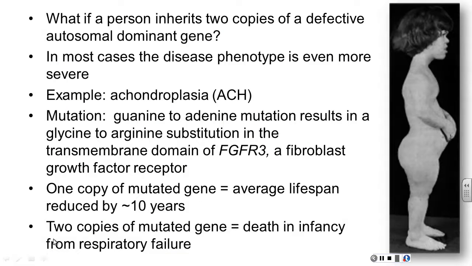So here's a question, and I used to get asked this very frequently, so I decided to include a slide here and first of all, pose the question for you guys. What happens if a person inherits 2 copies of a defective autosomal dominant gene?